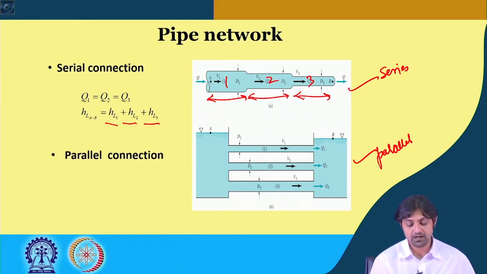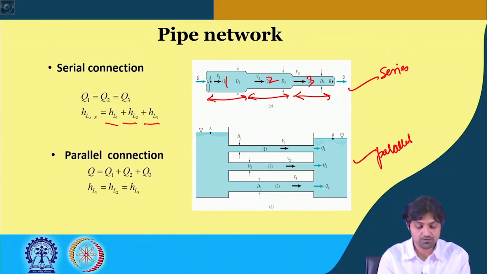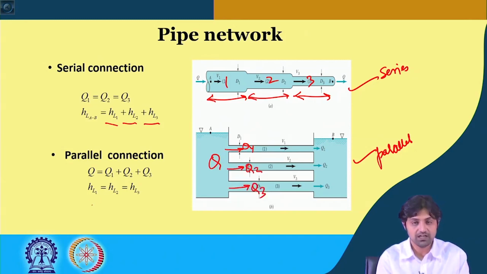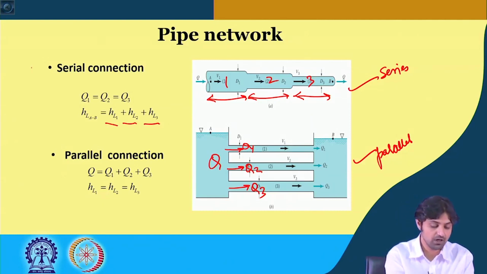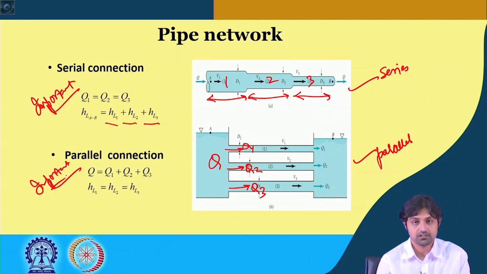Whereas in case of parallel connection, the discharge will be the sum of all three. So if there is a discharge Q, Q1, Q2, Q3, but the head losses will be the same in each of the lines. So this is the thumb rule, an important thing to remember when you are dealing with pipe networks. All right.